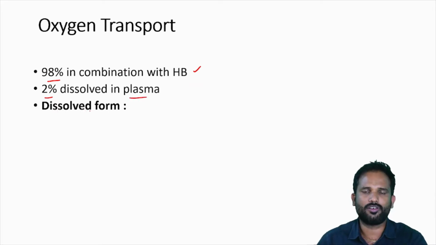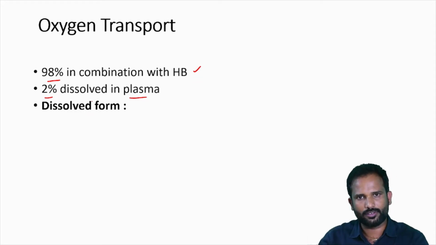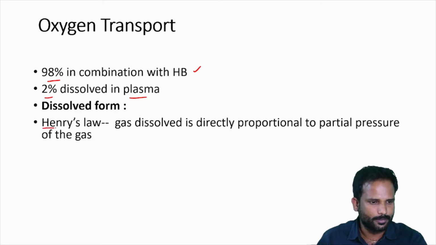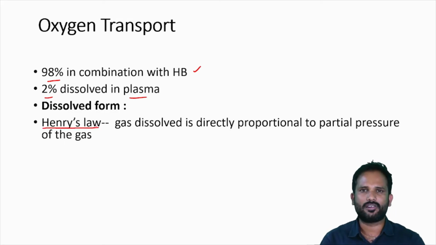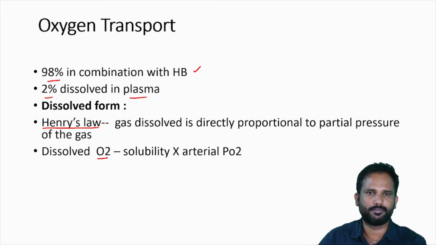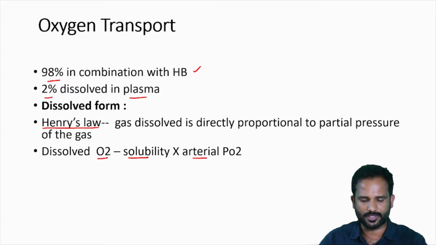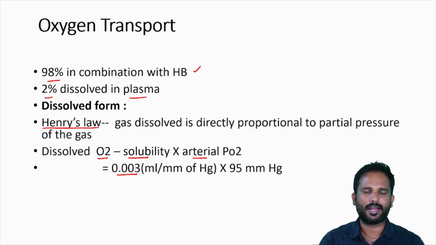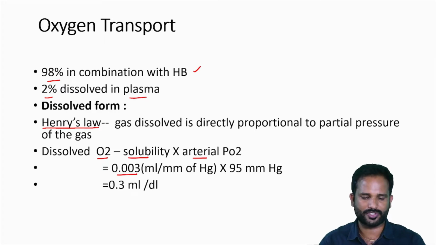And coming to this dissolved form, the dissolving nature depends upon the partial pressure of oxygen. So that is governed by a law called Henry's law. Gas dissolved is directly proportional to the partial pressure of the gas. So the dissolved oxygen in the blood can be calculated as solubility of that gas into arterial partial pressure of oxygen. If you take the solubility, it is 0.003 ml per mm of Hg, and the partial pressure of oxygen in arterial blood is around 95 mm Hg. So we'll get around 0.3 ml per deciliter.